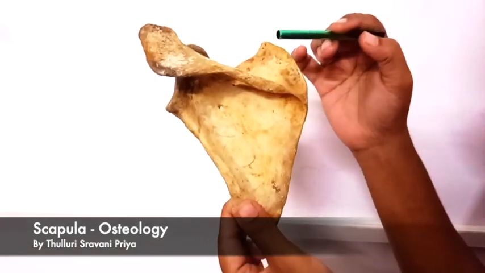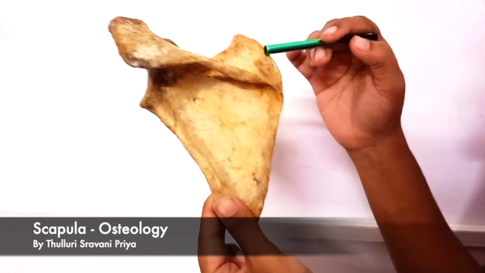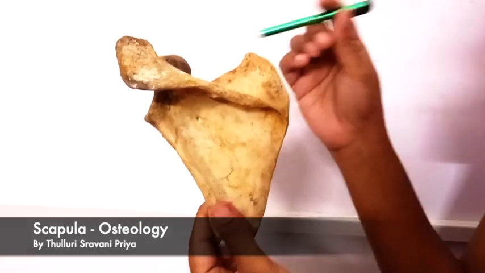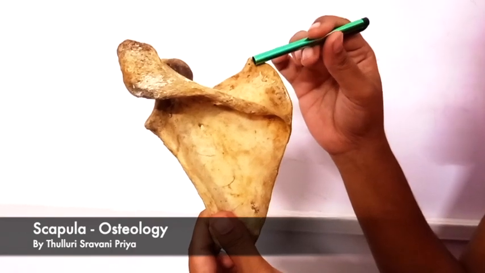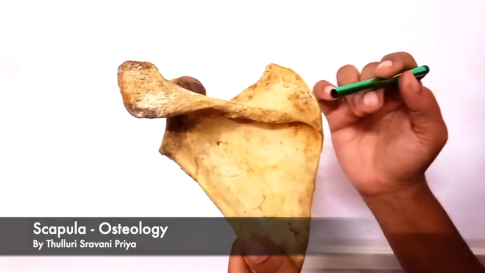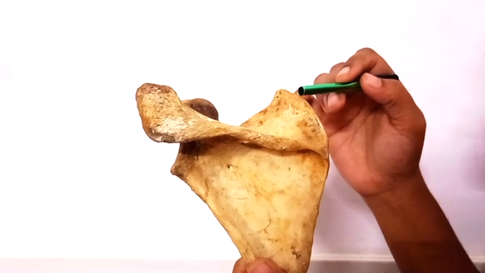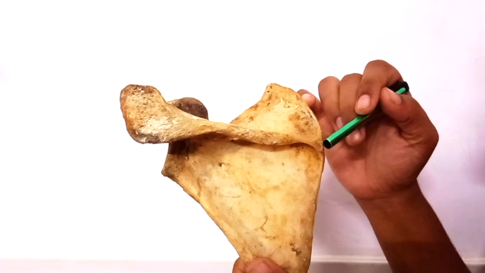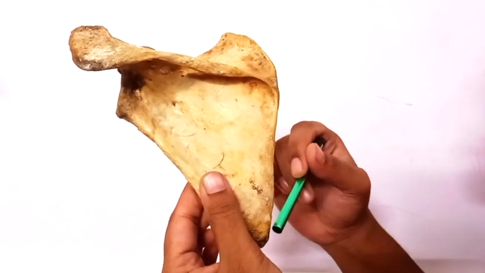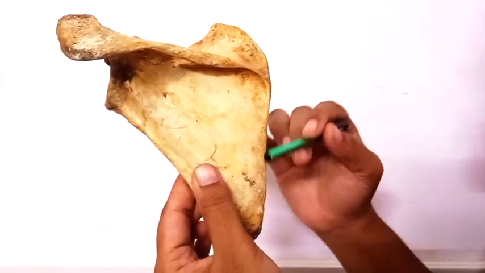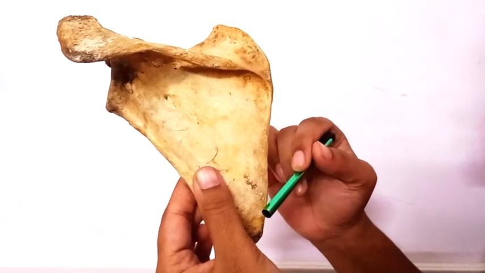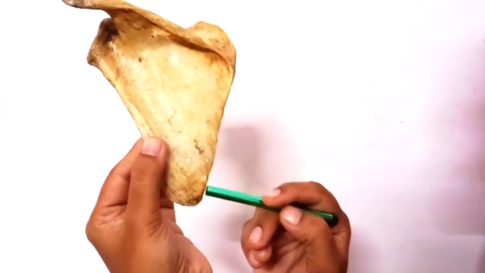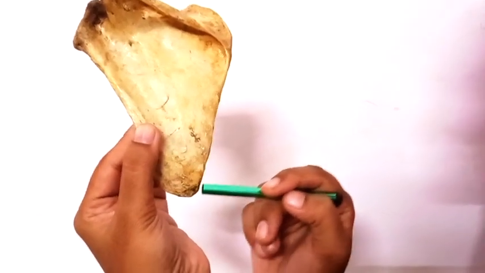Now we'll see the origins, which are coming from the medial border on its dorsal surface. On its superior angle, it gives an attachment to the levator scapulae and rhomboides minor. It takes an origin from the superior angle to the root of the spine. From the root of the spine to inferior angle, dorsal surface of this medial border, it gives an attachment to the rhomboides major. This complete inferior angle gives an attachment to the latissimus dorsi muscle.